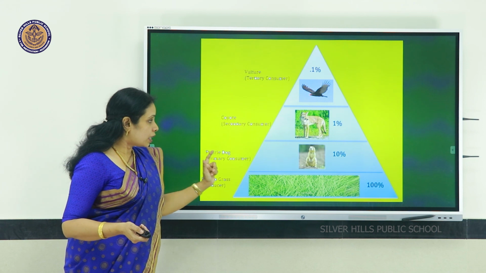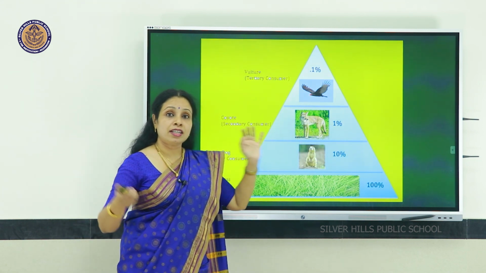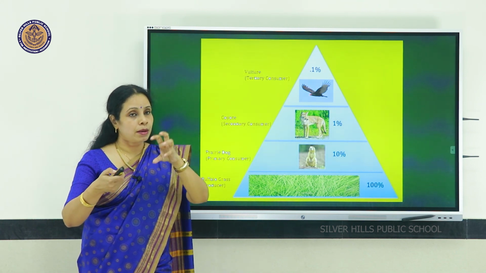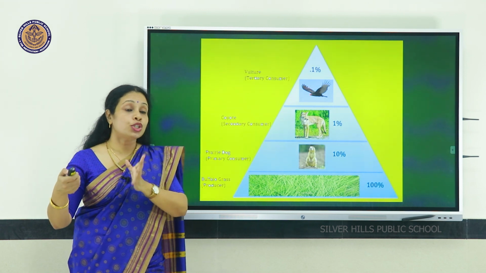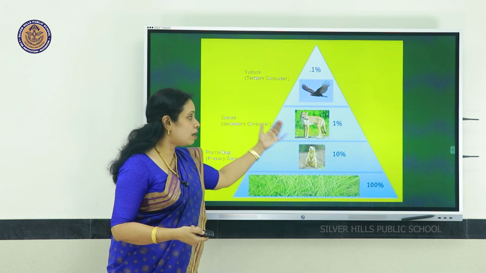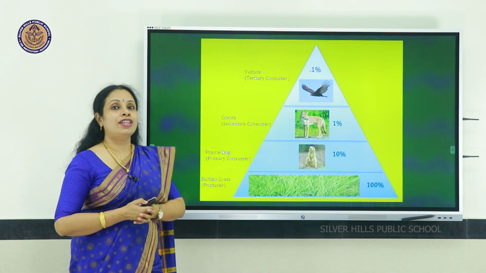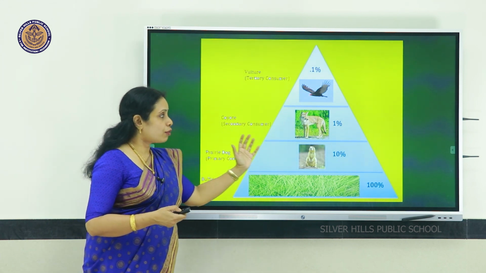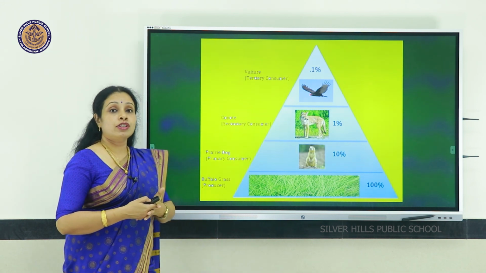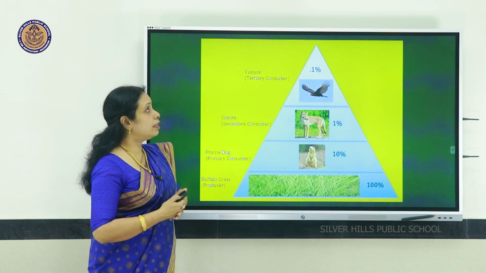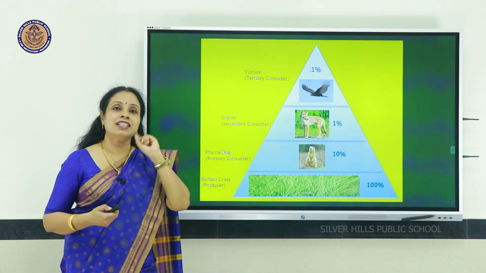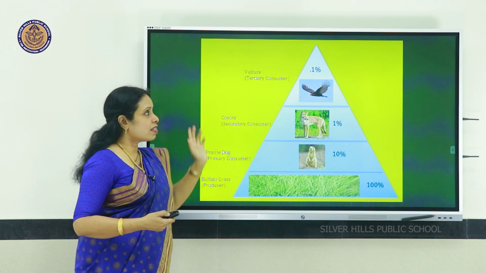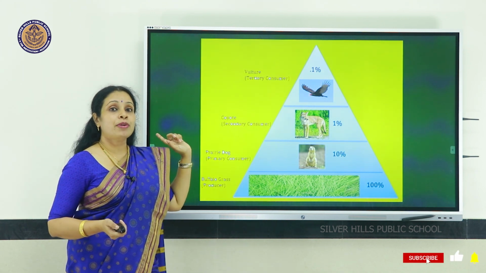So you see here, grass had 100% of energy. It derived the energy from solar energy and it fixed carbon dioxide and water to form sugar. Now when it is eaten by a herbivore, it is getting only 10% of that energy. When that herbivore was eaten by a fox, out of that 10%, it got only 1%. And the next level, which is a bird, it is getting only 0.1% of energy. So you can see that energy is keeping on decreasing. That is why the energy pyramid is always upright.